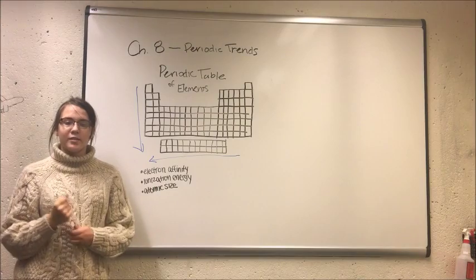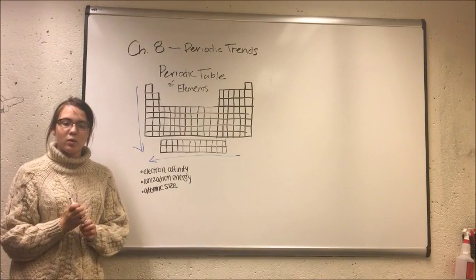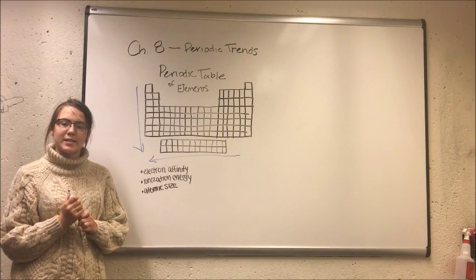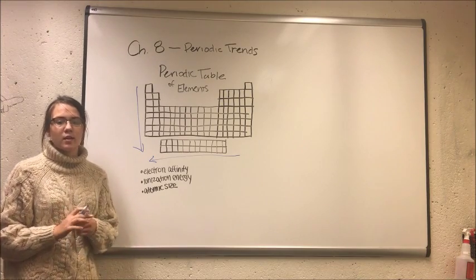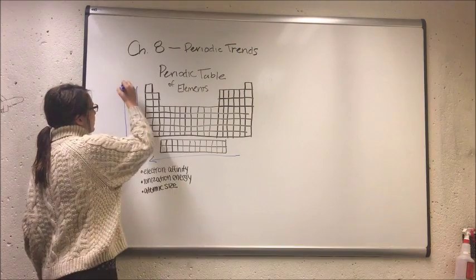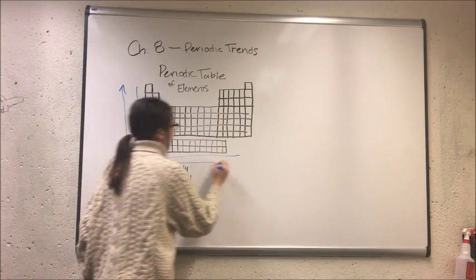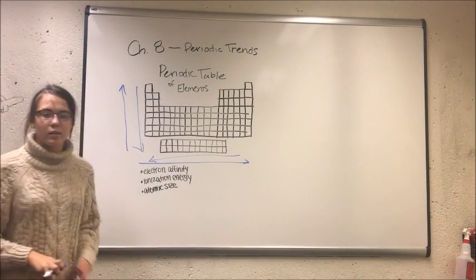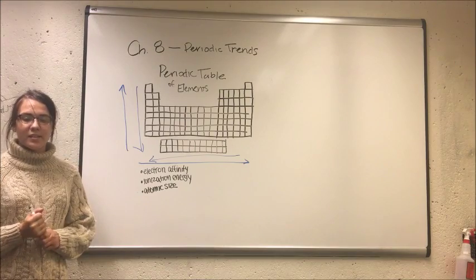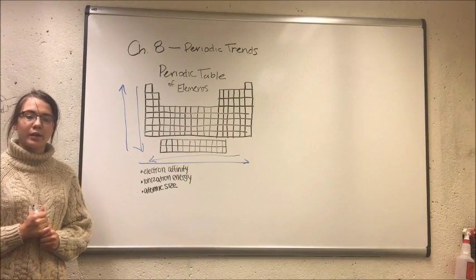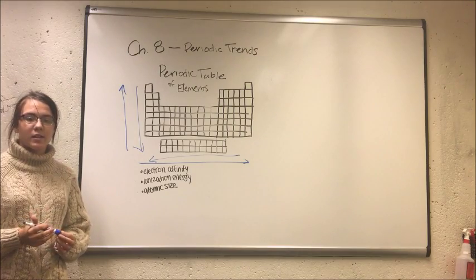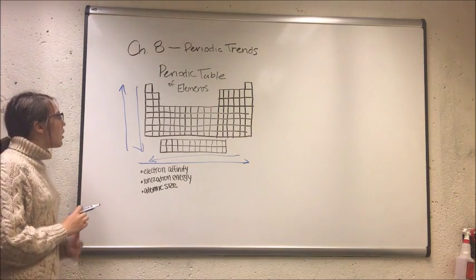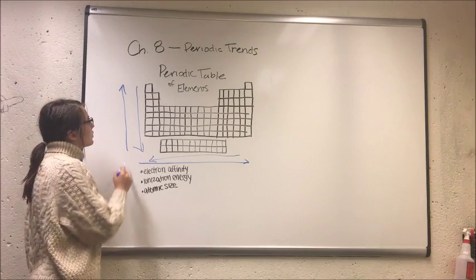Ionization energy is defined as the energy needed to remove 1 mole of electrons from 1 mole of atoms in a gaseous state. It is inversely related to atomic size, meaning that it will decrease down a group and increase across the period. Electron affinity is the energy associated with the addition of 1 mole of electrons to 1 mole of atoms in a gaseous state. Similarly to ionization energy, electron affinity will also increase going up a group and increase going across a period.